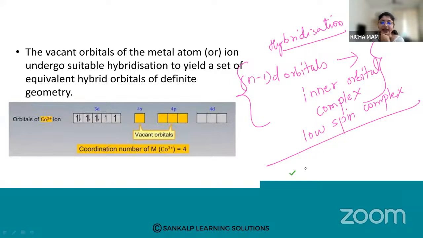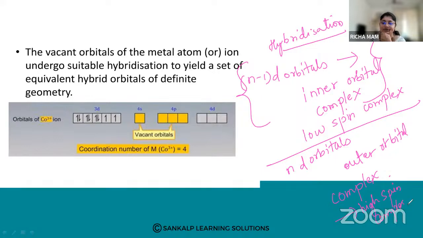And if we are making use of nd orbitals, then what will happen? Then the complex is called the outer orbital complex, also called a high spin complex. Got it? So this is about hybridization.